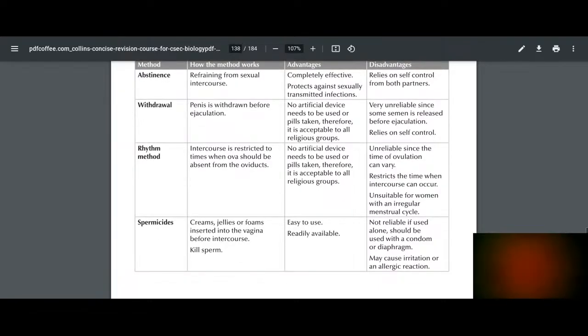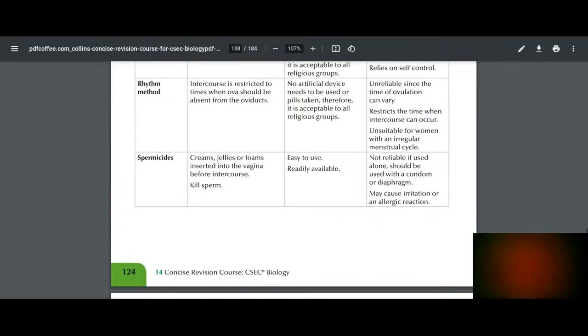Then we have spermicides: creams, jellies, or foams inserted into the vagina before intercourse. It kills sperm. Spermicides can also be like pills that you take. Advantage: easy to use, readily available. Disadvantage: not reliable if used alone, should be used with a condom or diaphragm, and may cause irritation or an allergic reaction.